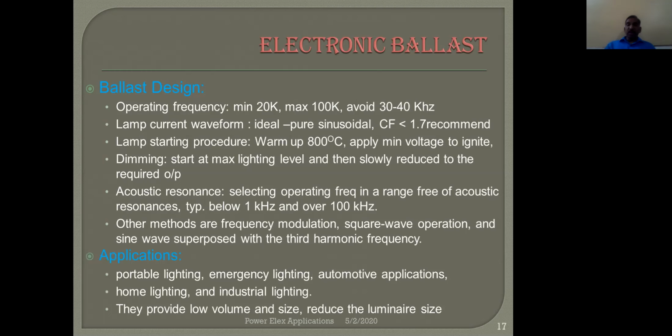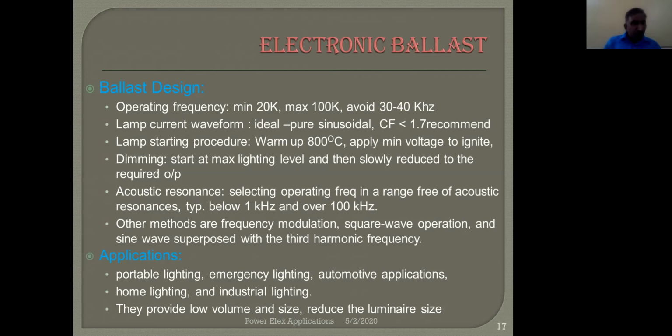These ballasts, as we discussed, are used in all portable lightings, discharge lamps, emergency lightings, fluorescent lamps, automotive lightings and applications, home and industrial lighting. They provide low volume and size, a few centimeters by centimeters, as we discussed, and reduce the luminaire size, means the overall size of the discharge lamp.